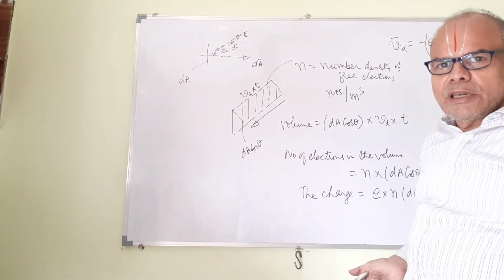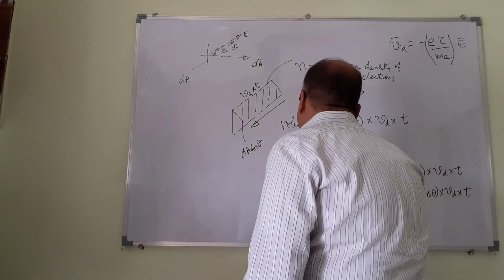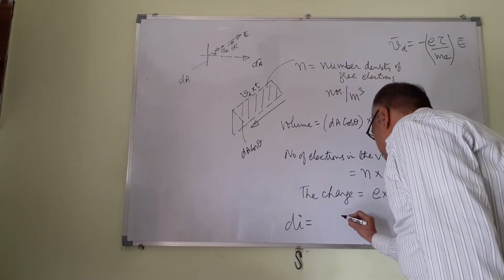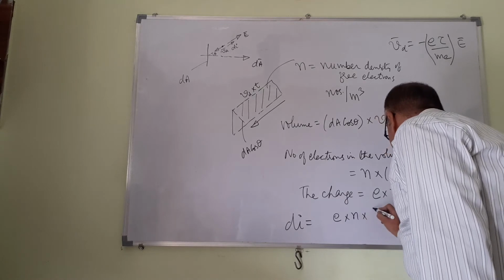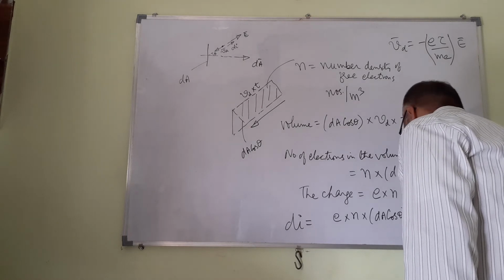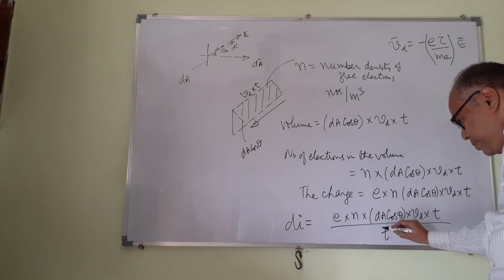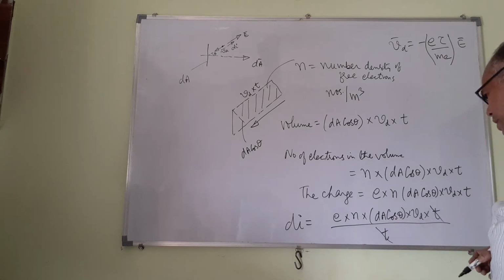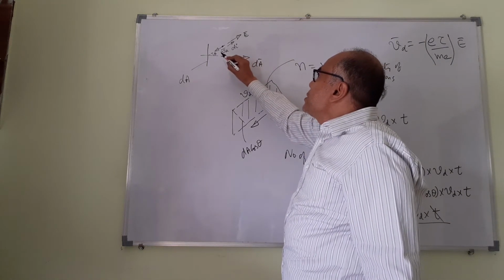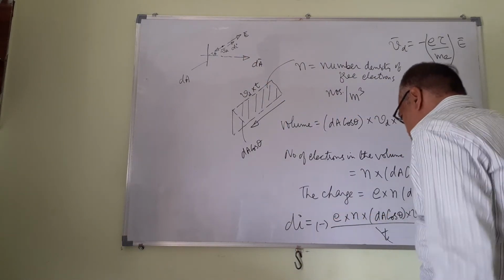So that must be the charge which has flown. So the current dI would be E into N into dA cos theta into Vd into t, divided by the time, because it is per unit time. So put the time here, time will cancel. And one small modification we need to do. We said that the direction of the conventional current is opposite to the drift velocity. Since we have put Vd here, we will introduce a minus sign here.